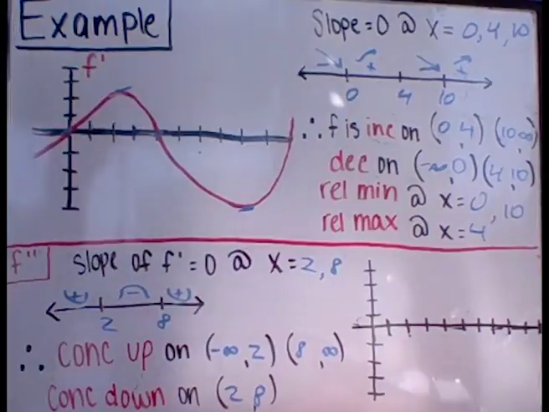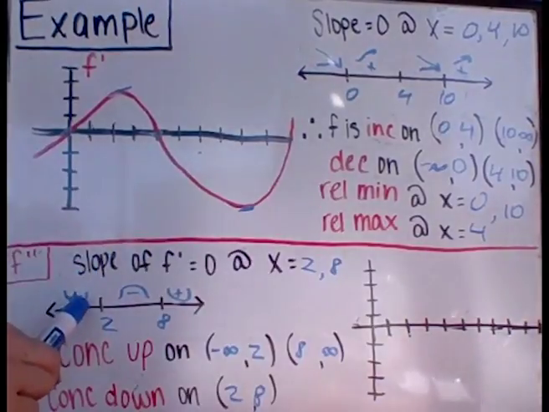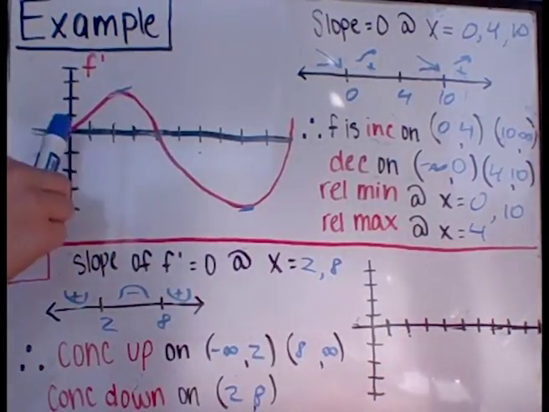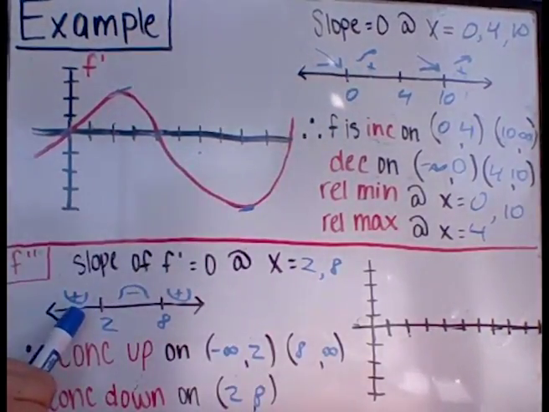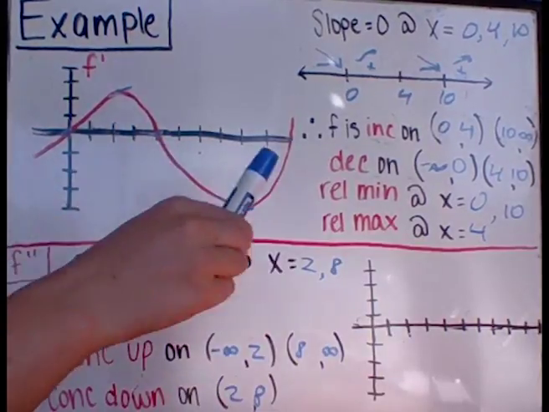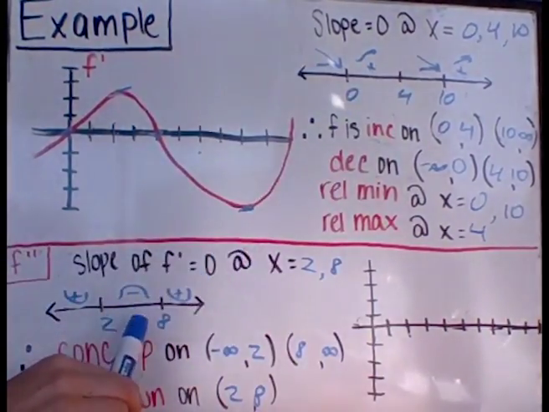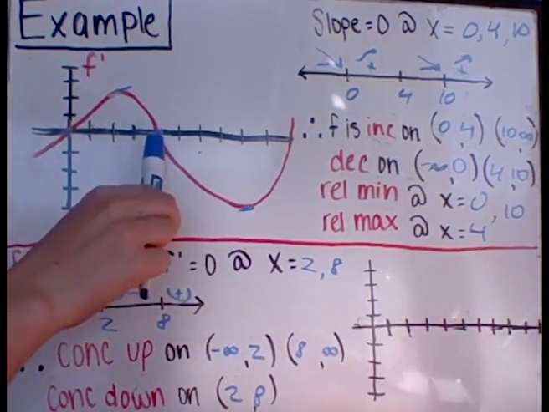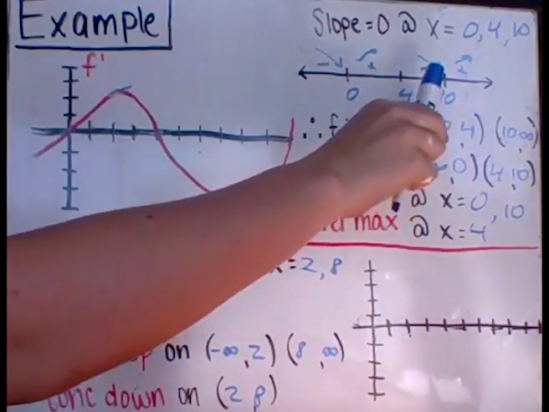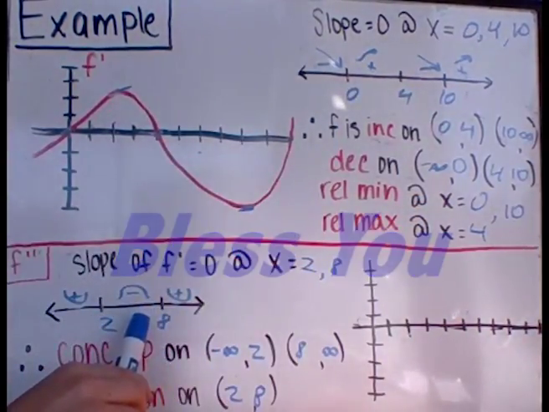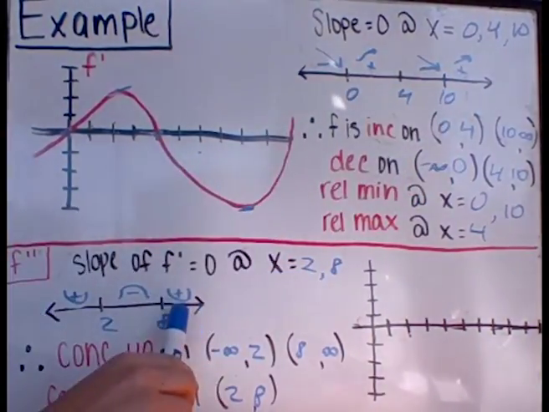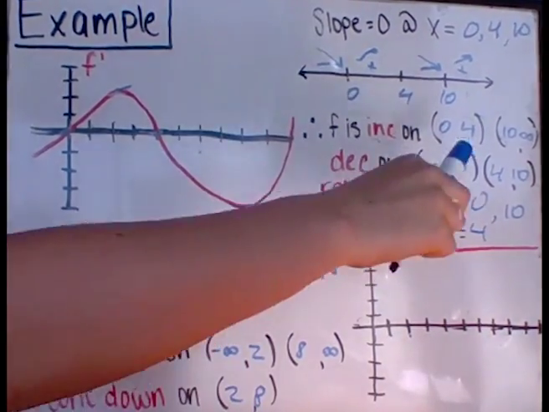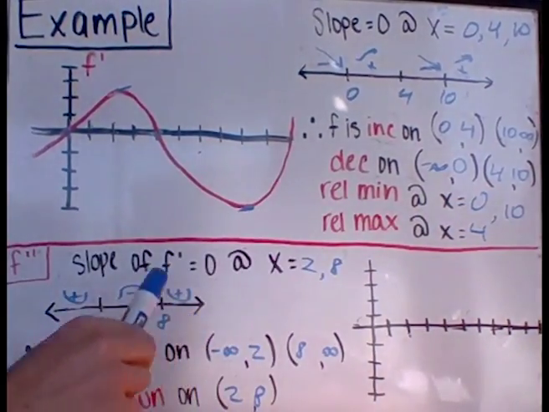Now we know that on the interval negative infinity to 0, the graph of f is decreasing and concave up. We know that on the interval 0 to 2, the graph is increasing and concave up. On the interval 2 to 4, the graph is increasing and concave down. On the interval 4 to 8, the graph is decreasing and concave down. On the interval 8 to 10, the graph is decreasing and concave up. And finally, on the interval 10 to positive infinity, the graph is increasing and concave up.